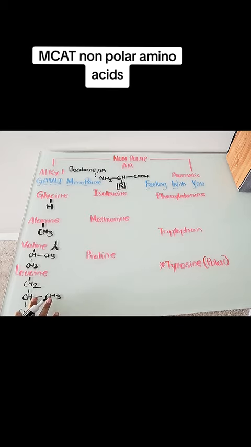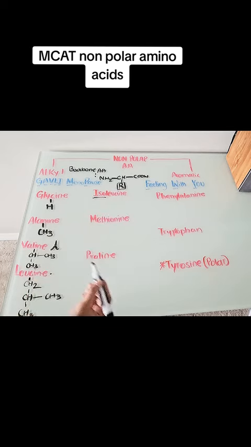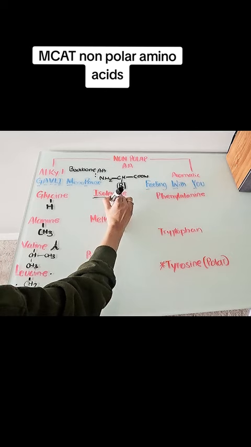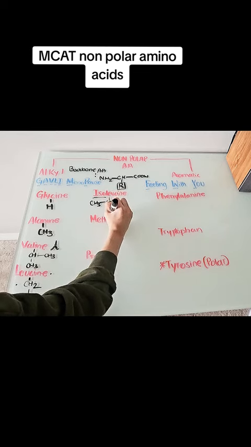Isoleucine is an isomer of leucine, which means that one of the groups is just moved. So the first and second groups will get rearranged. The methyl group with methine would come on top, and the methylene group would move to the bottom, so the second position, and everything else will stay the same.